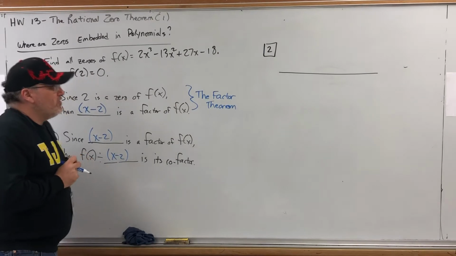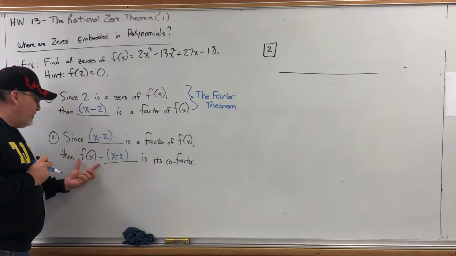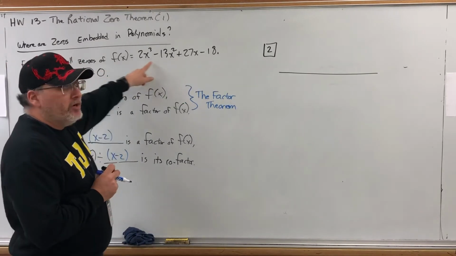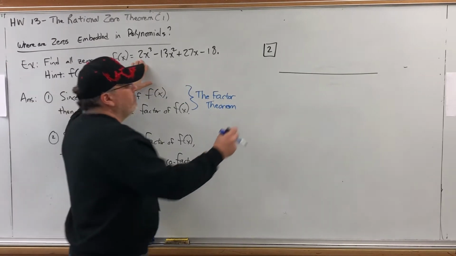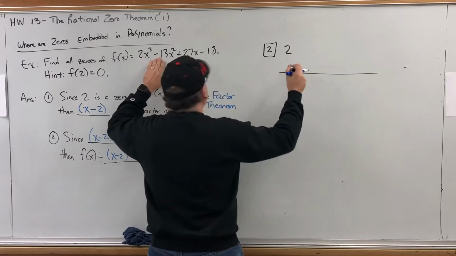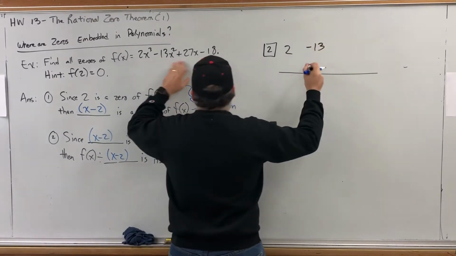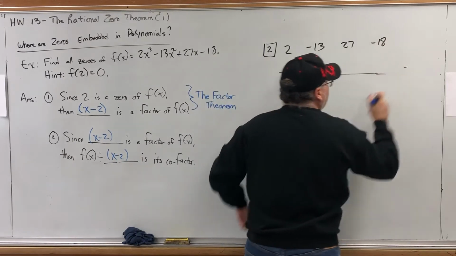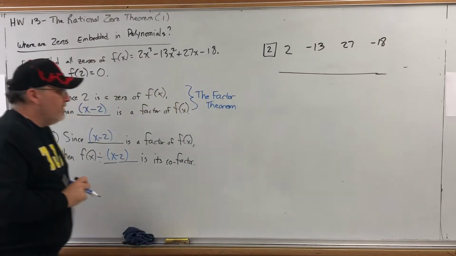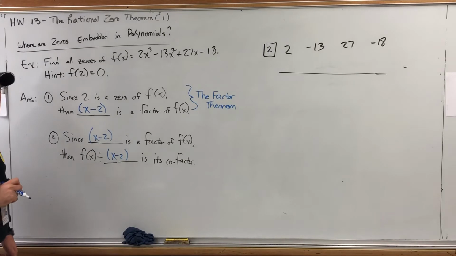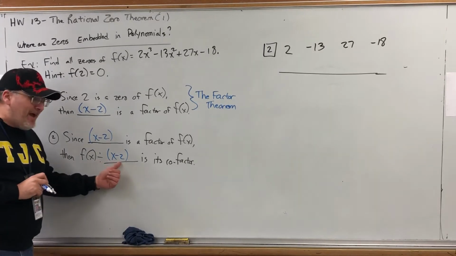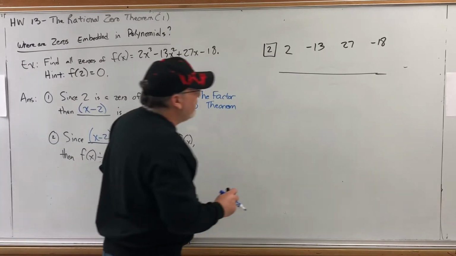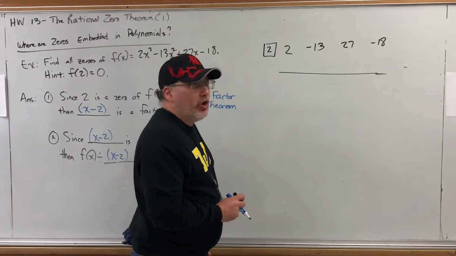And the top row of synthetic division are the coefficients of the dividend. In other words, the coefficients in our polynomial function. So from left to right, 2, negative 13, 27, and negative 18. Now, this should have a remainder of 0 because we already know that this is a factor, and if you're a factor, you divide into something evenly. And remember how the steps in synthetic division go.